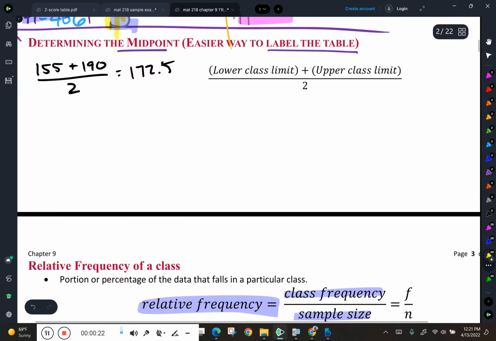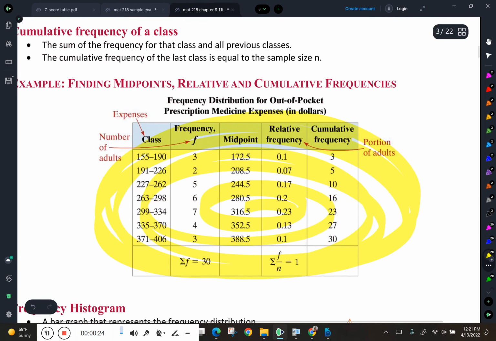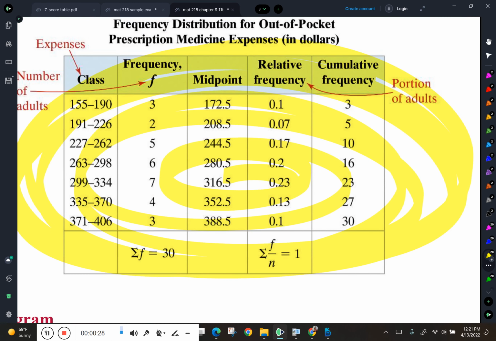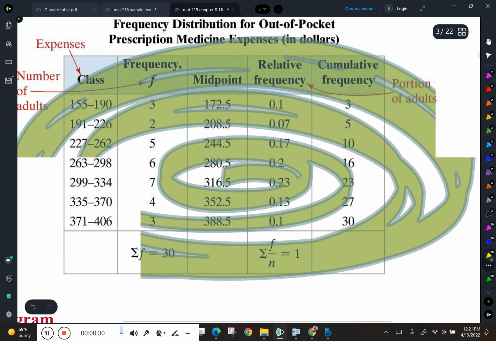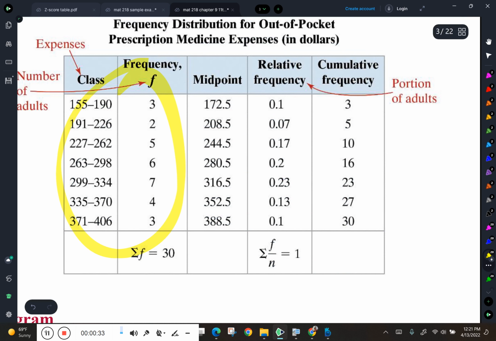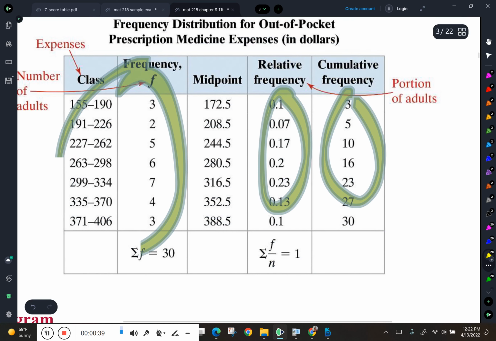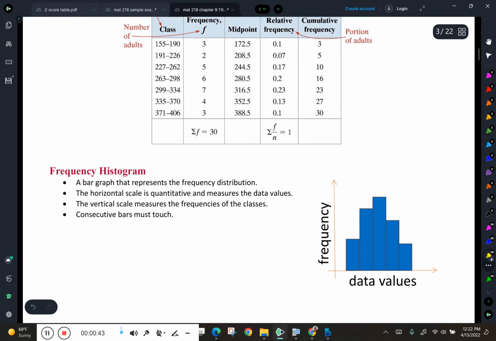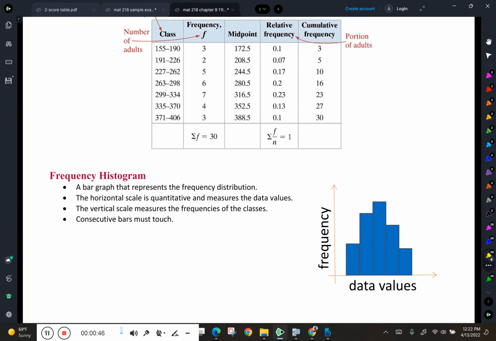So we created a frequency distribution, whatever kind you wanted to make, whether it's a standard frequency distribution with just these first two columns, or with relative frequencies or cumulative frequencies, but you have decided that this is insufficient, and now you want to make a picture out of this. You want to make a graph. The most common one to make is a frequency histogram. A frequency histogram is a type of bar graph that represents that frequency distribution.